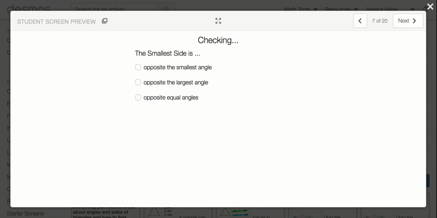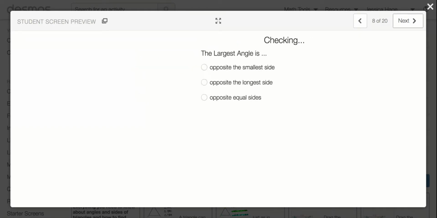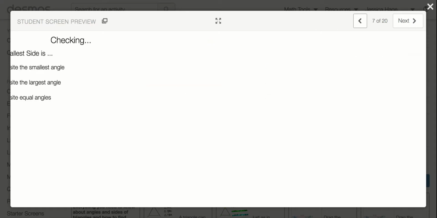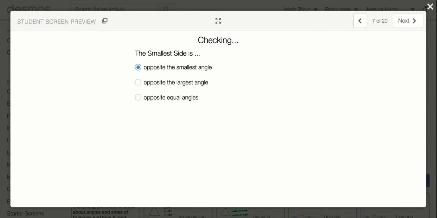All right, just to double check, the smallest side of a triangle is always opposite the smallest angle. The largest angle of a triangle is always opposite the longest side. And I do want to point out on the previous slide that it said sides. You can go back and forth. So the smallest side is opposite the smallest angle and vice versa.